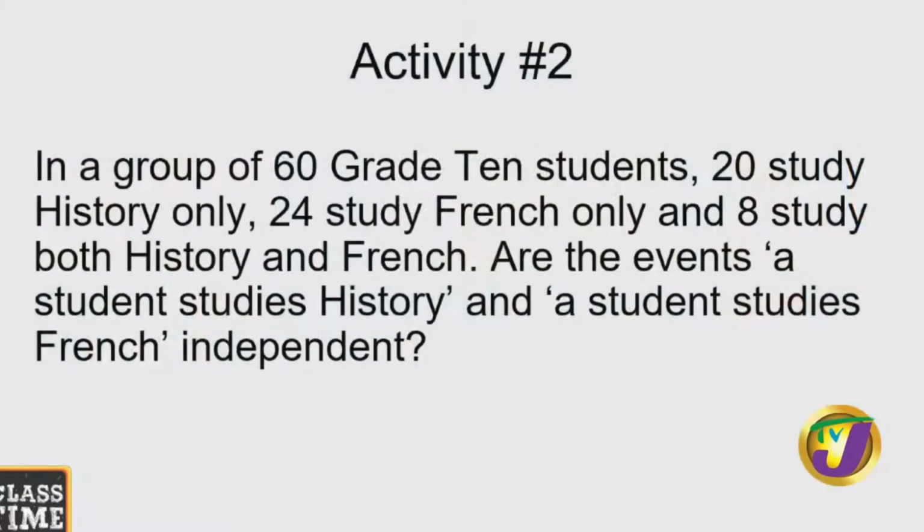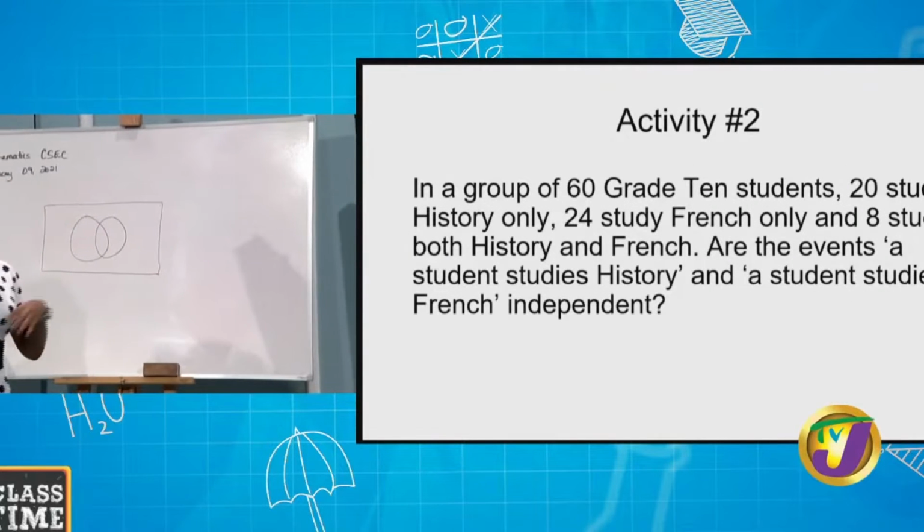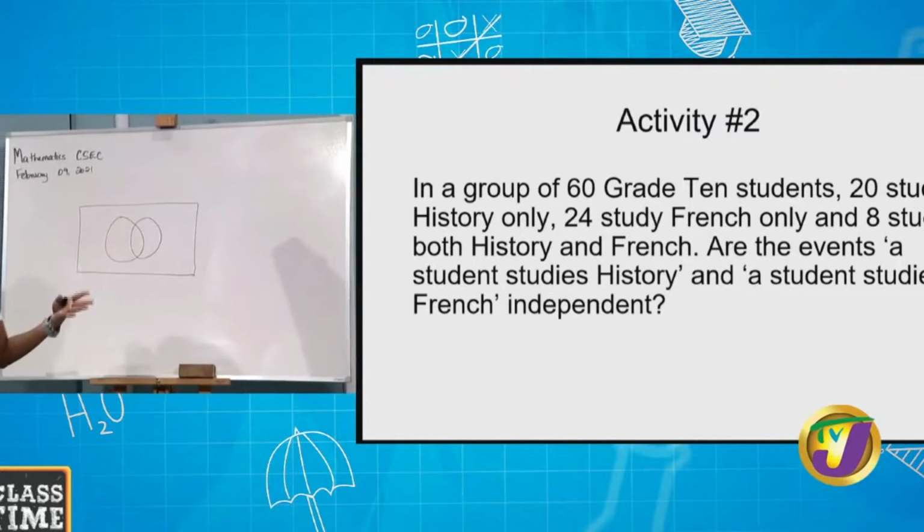In a group of 60 grade 10 students, 20 study history only, 24 study French only, and 8 study both history and French. Are the events a student studies history and a student studies French independent? So we're looking at two events here: a student who studies history and a student who studies French. Are they independent?